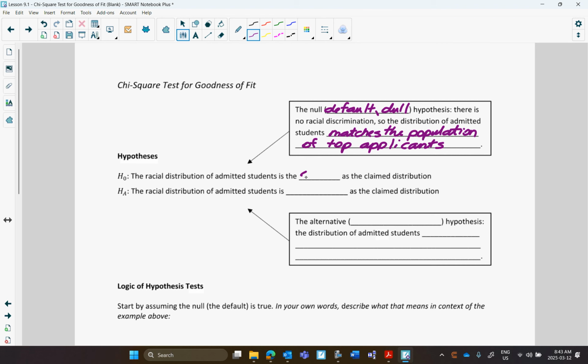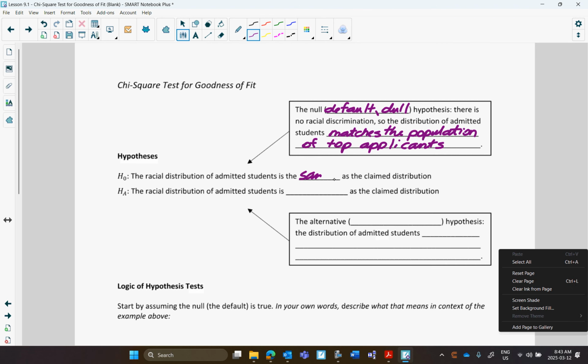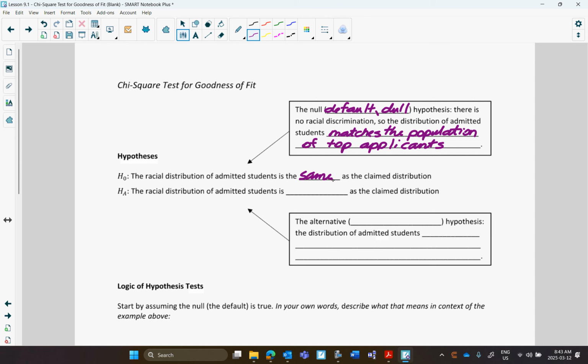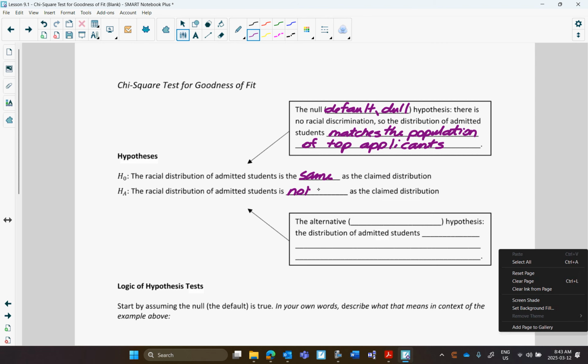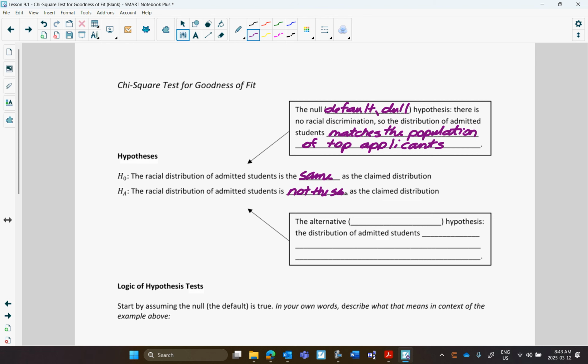So it's the same as the claim distribution. That's Harvard's claim. But we want to test the alternative, that it's not the same. There is a difference. And again, the alternative, oftentimes we refer to it as the research hypothesis, because it's what we're doing research on to see if it exists. And this does not match the population of top applicants.